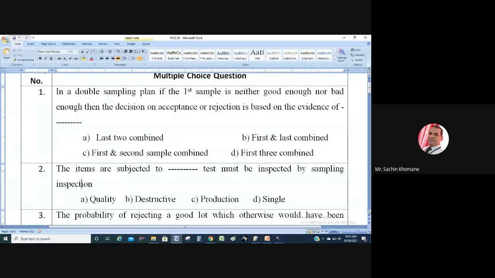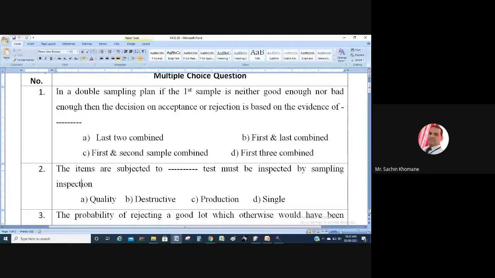Question is like that. Here is the expected answer from you. Which components are inspected by sampling inspection? Which items are inspected by sampling inspection? In which case? That answer.